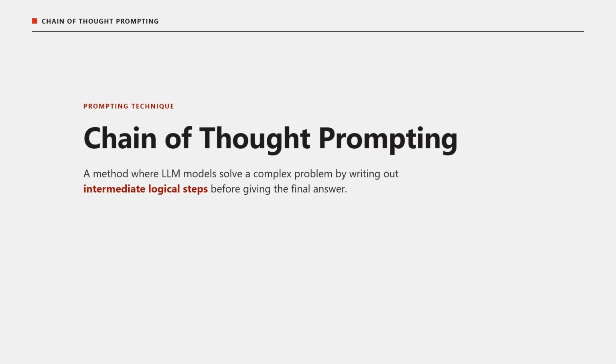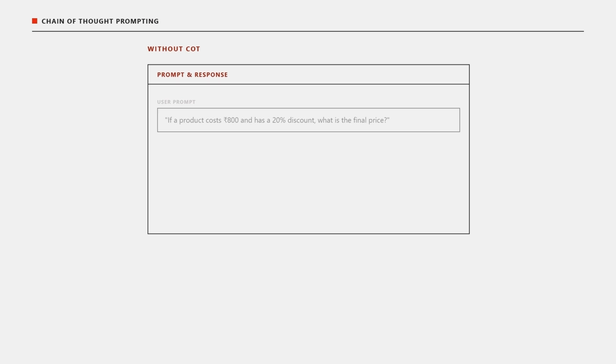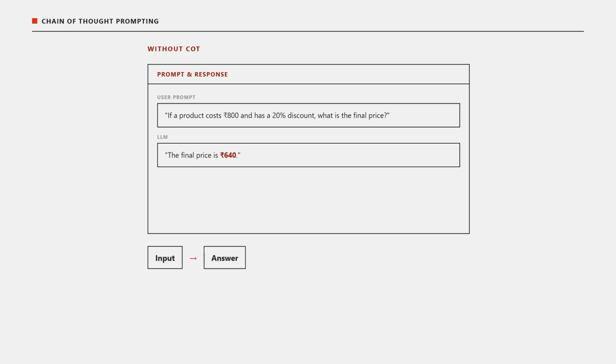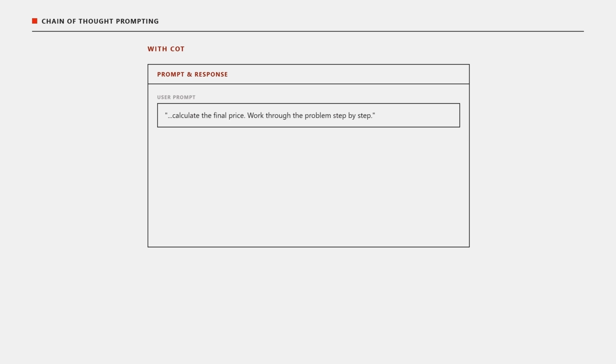Chain of thought prompting is a technique where we ask an LLM to generate intermediate logical steps. For any user question, instead of directly giving the final response, we want the LLM to break the problem into smaller steps. In this example, we will ask the LLM to generate the subsequent reasoning steps before calculating the final price of the product. The first step is to calculate the discount amount.